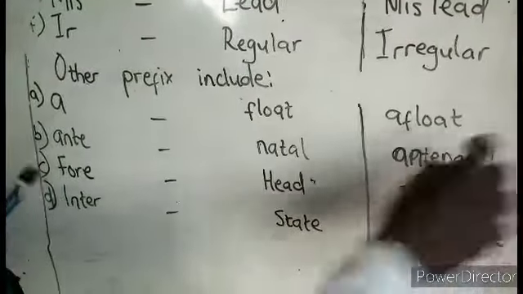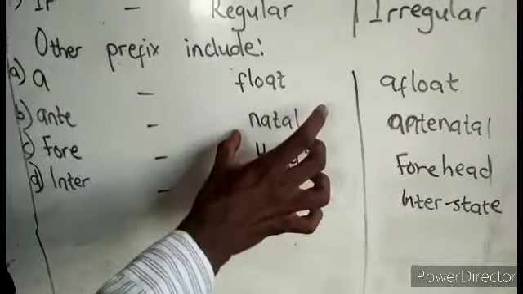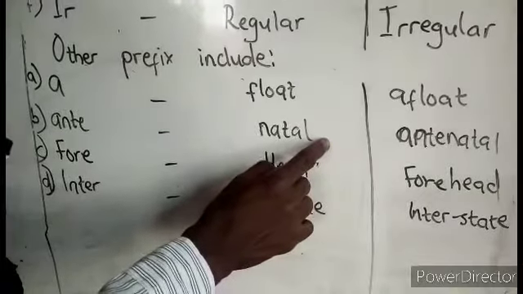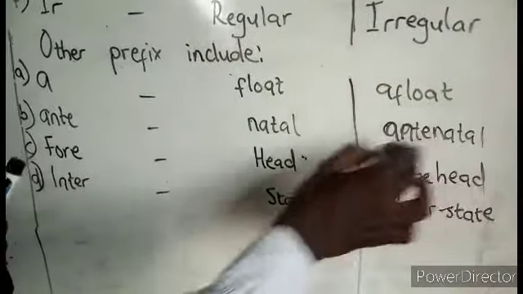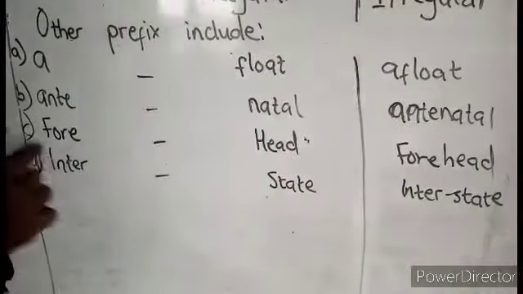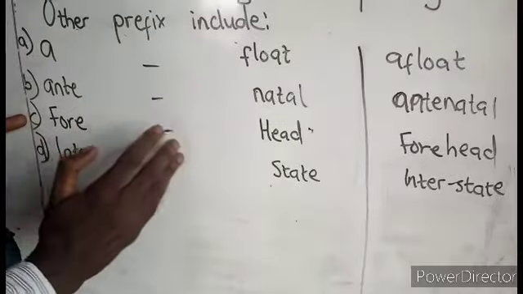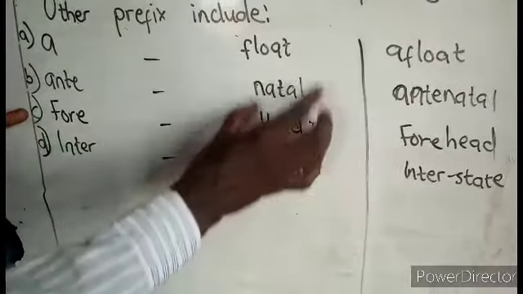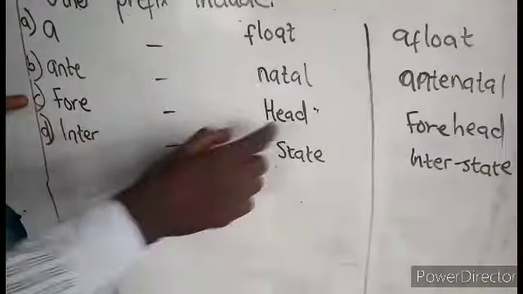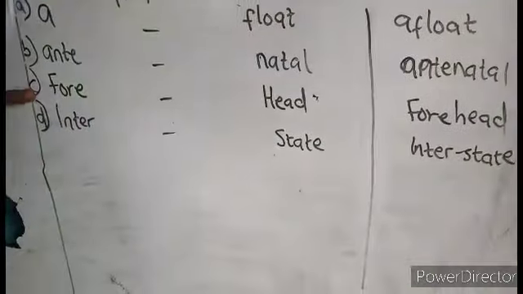We have ante. Our main word here, for example, is natal. So by the time we add ante to this, it gives us what? Antenatal. We have fore, pronounced as for. Let's look at an example. Head is our main word here. So by the time we add fore to it, it gives us what? Forehead, that is the front of the head.